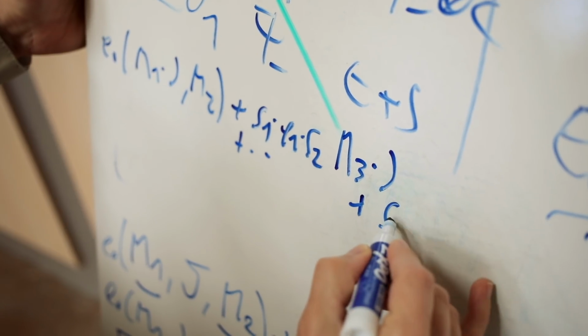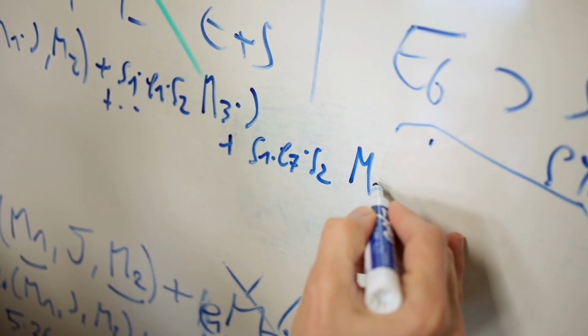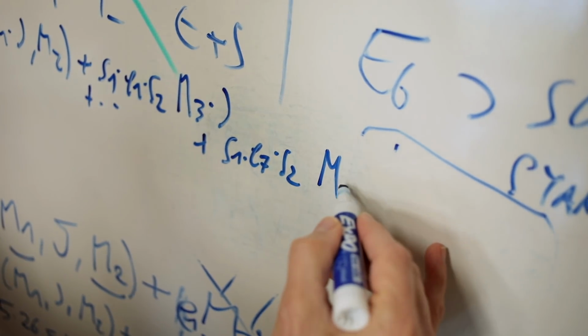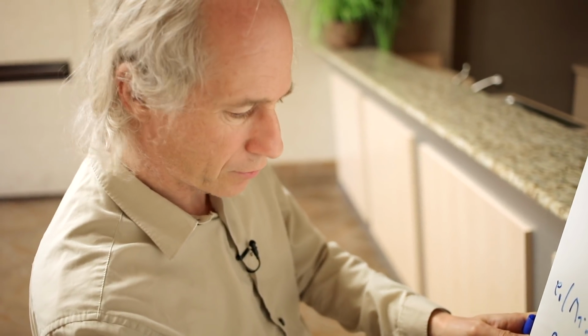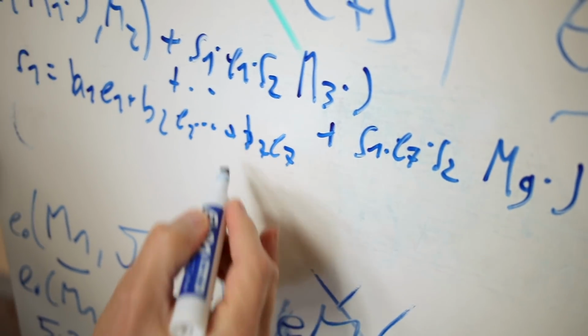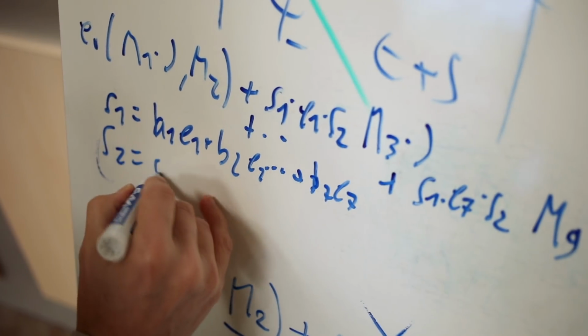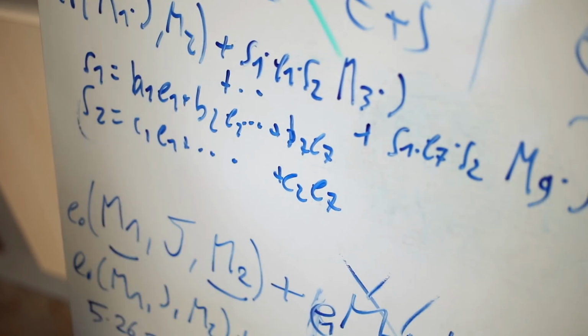and S1, E7, S2, M9, G, and S1 is, for example, B1, E1 plus B2, E2 plus B7, E7. It's a totally imaginary octonion. S2 also. E2, 7. And in fact, this is a representation of G2.